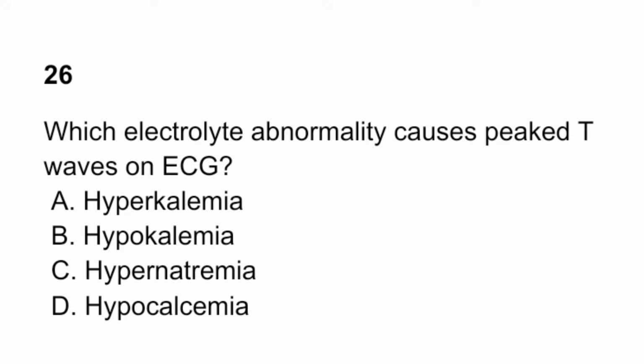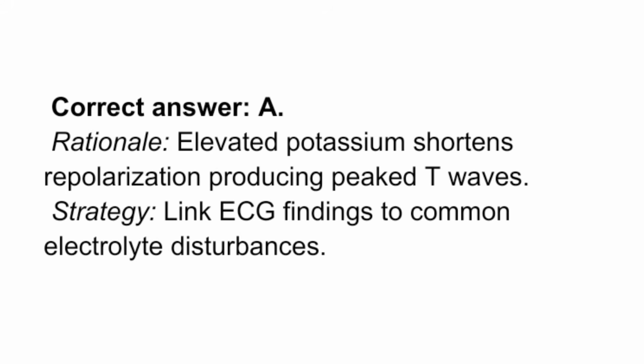26. Which electrolyte abnormality causes peaked T waves on ECG? A. Hyperkalemia. B. Hypokalemia. C. Hypernatremia. D. Hypocalcemia. Correct answer, A. Rationale: elevated potassium shortens repolarization producing peaked T waves. Strategy: link ECG findings to common electrolyte disturbances.